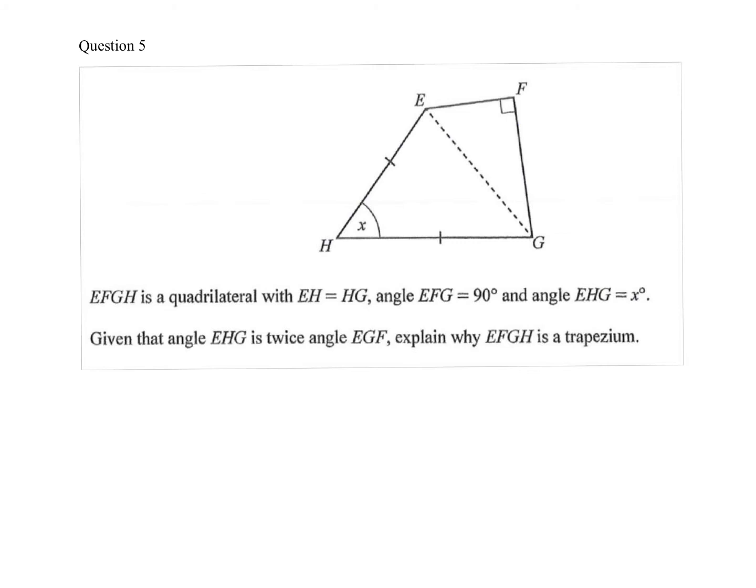Question number 5. Now take a look at this diagram over here. EFGH is a quadrilateral with the statement EH is equal to HG. So E to H is equal to H to G. So we have an isosceles triangle. And angle EFG is 90 degrees. So this is 90 degrees.